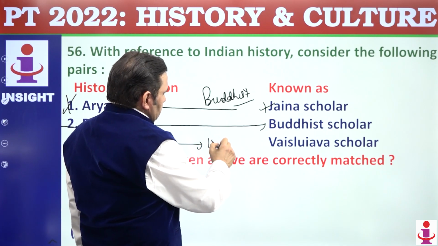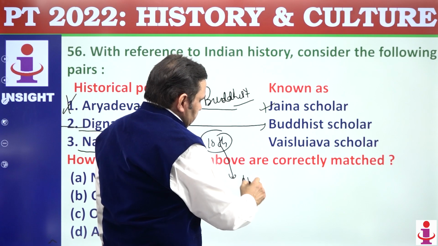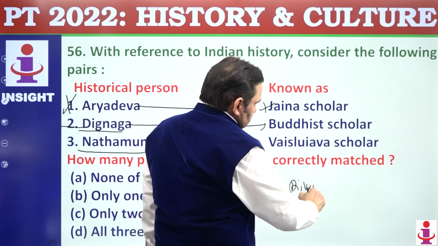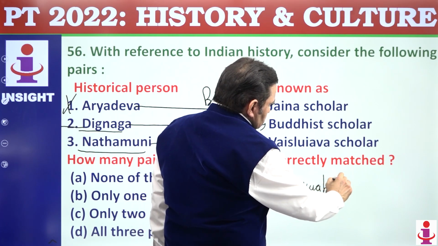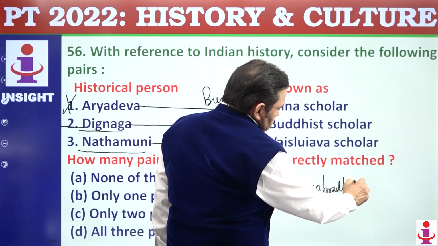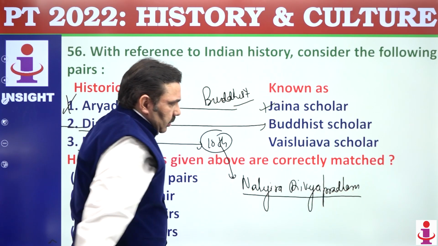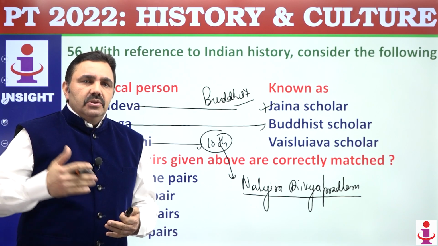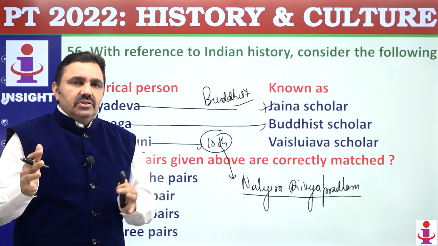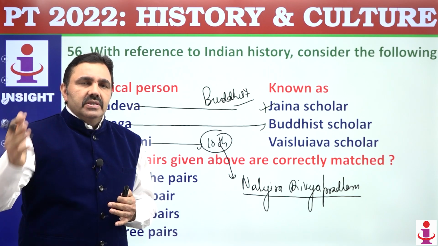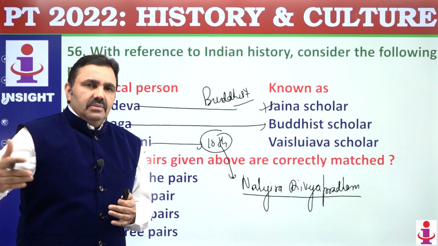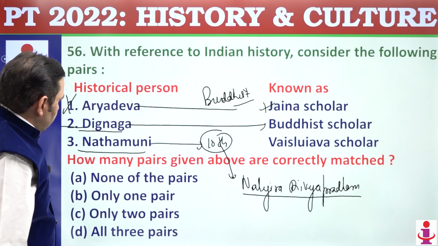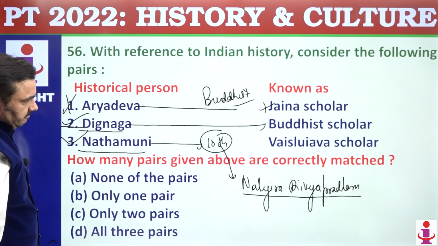Nath Muni was a famous Vaishnava scholar in the 10th century, and he was the author of Nalayira Divya Prabandham, a very famous book. This Nalayira Divya Prabandham contains the teachings of Alwar saints. So there were Alwar saints in ancient times in the Pallava kingdom. They promoted Vaishnava Bhakti. Their teachings were compiled in the 10th century by Nath Muni. He was the first Acharya in the tradition of Acharyas. Nath Muni, Ramanujacharya, Madhvacharya, all those were part of the later tradition. So Nath Muni was a famous Vaishnava scholar. 2 and 3 are correct.